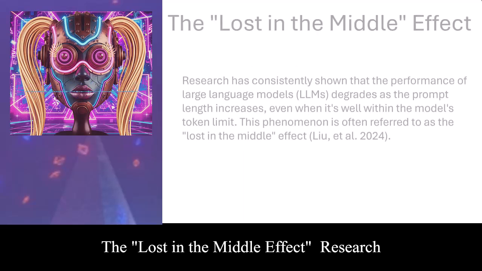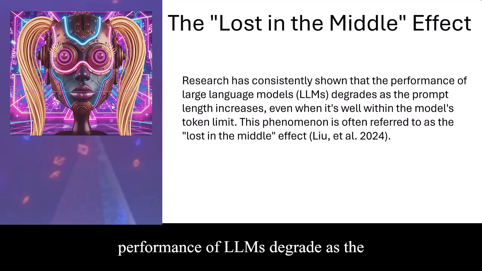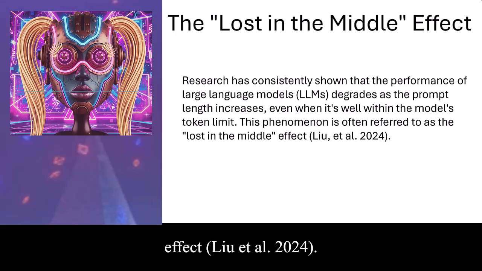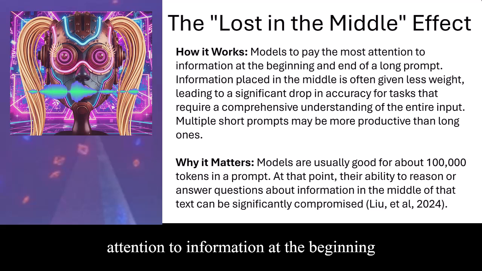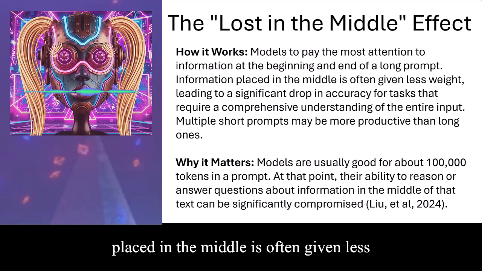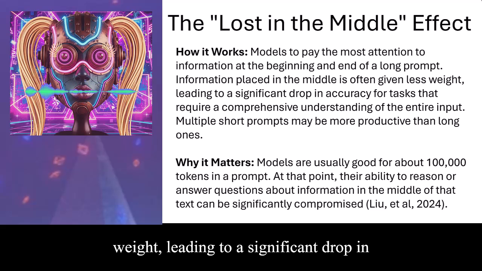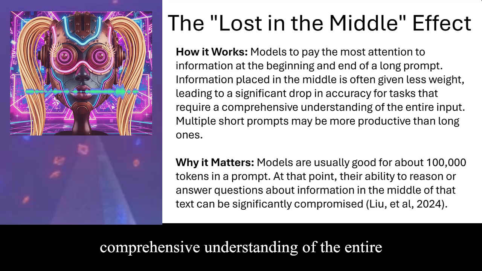The lost in the middle effect. Research has consistently shown that the performance of LLMs degrades as the prompt length increases, even when it's well within the model's token limit. This phenomenon is often referred to as the lost in the middle effect (Liu et al., 2024). How it works: AI models pay the most attention to information at the beginning and end of a long prompt. Information placed in the middle is often given less weight, leading to a significant drop in accuracy for tasks that require a comprehensive understanding of the entire input.